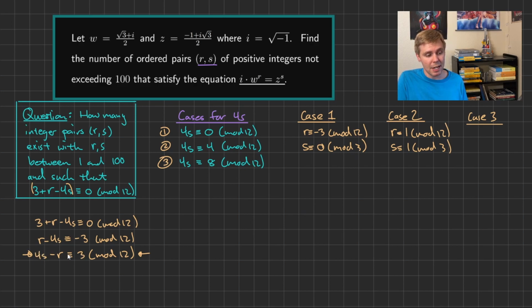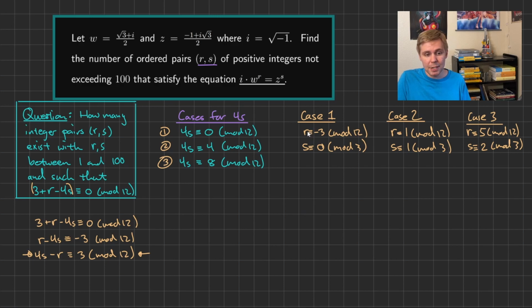Subtracting 8 on both sides gives negative r is congruent to negative 5 mod 12, or r is congruent to 5 mod 12. And then again, as far as s is concerned, 4s is congruent to 8 mod 12, and that happens whenever s is congruent to 2 mod 3. Okay, so this is great. We've really reduced the problem down now.